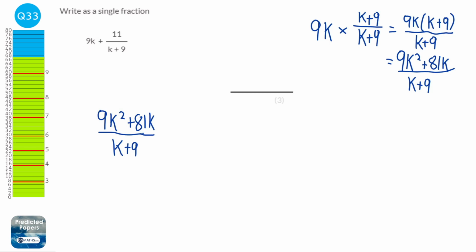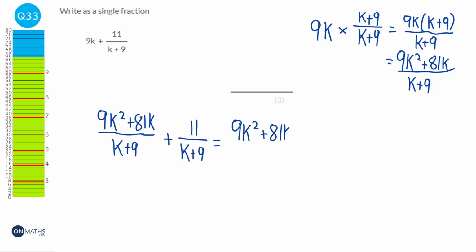which is just that 9k bit, plus 11 over k plus 9. And whenever we're in this situation here, we just add the numerators. So it's going to be 9k squared plus 81k plus 11, and all of that over k plus 9. And that will be our answer. So let's put that in our answer field.